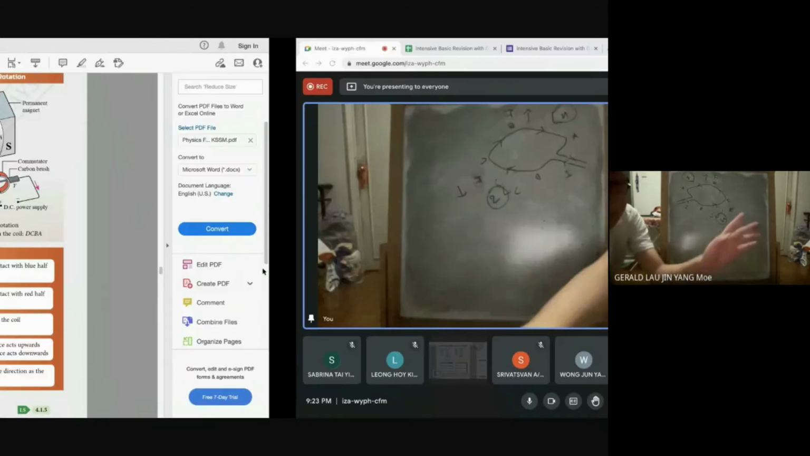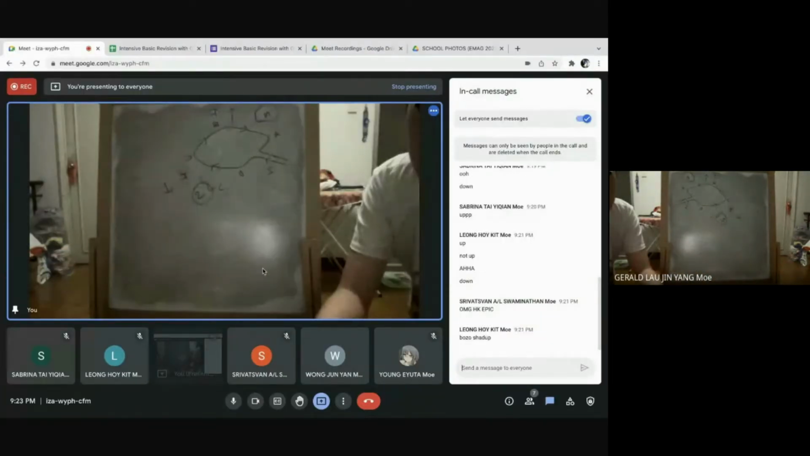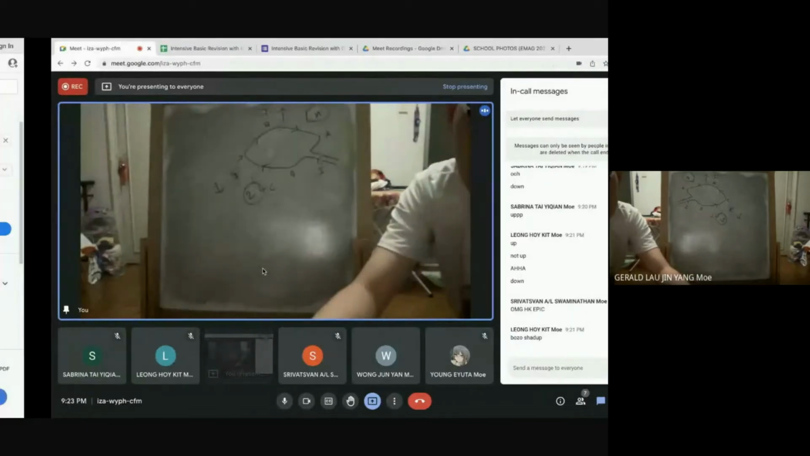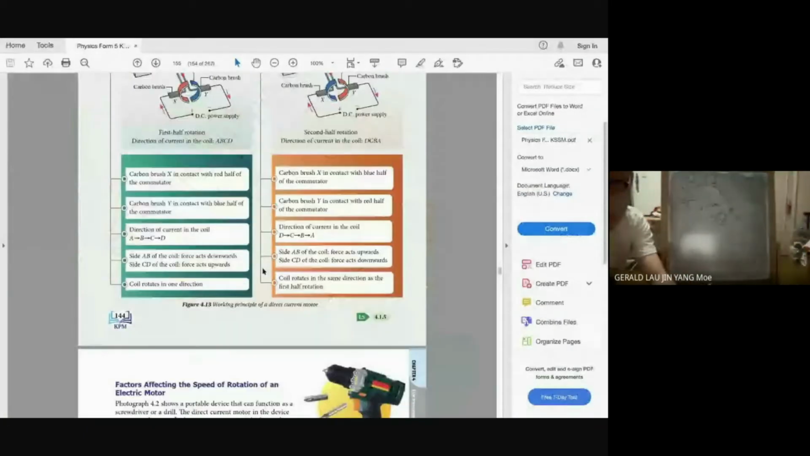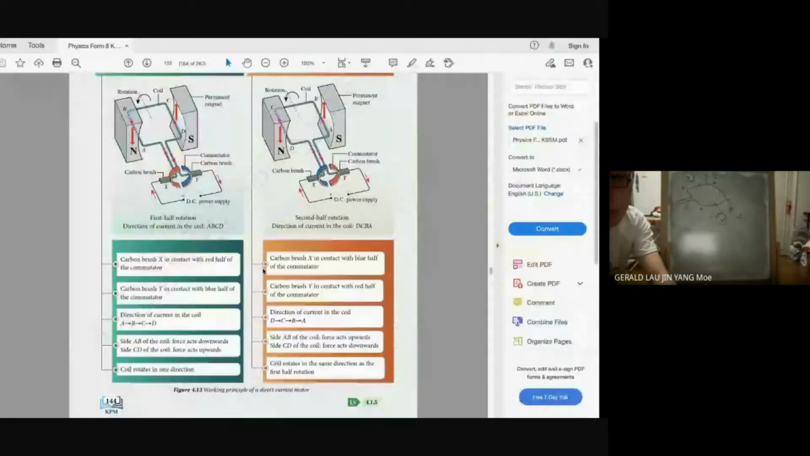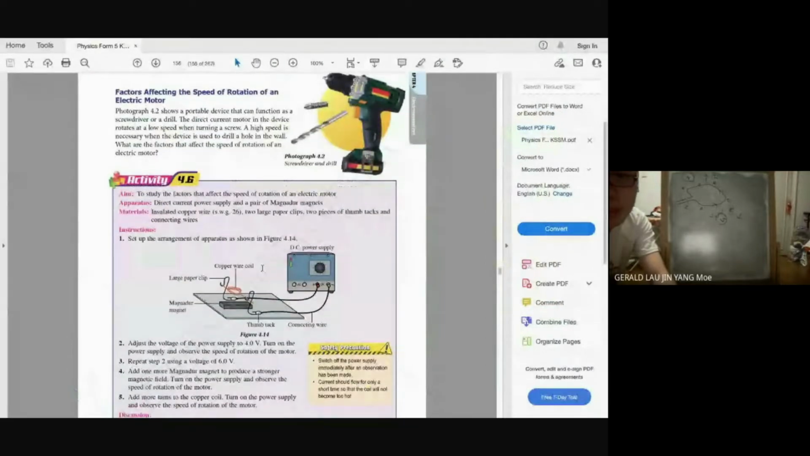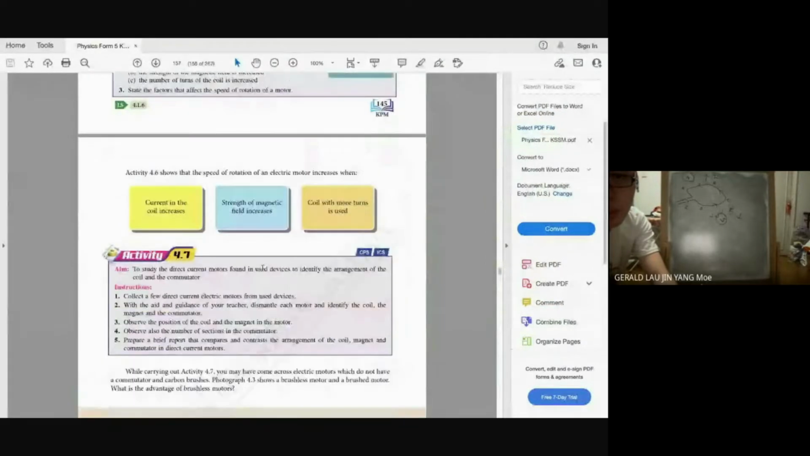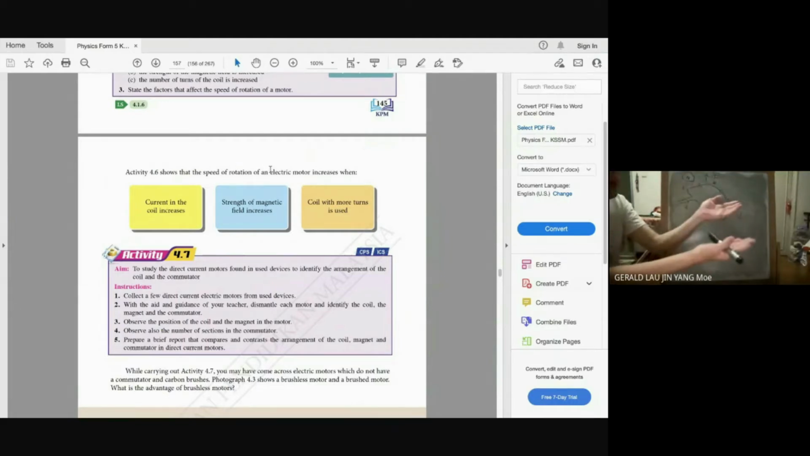Can you understand the mechanism? Can you understand the motor? Mechanism of motor. How does a motor function? Okay, good. Now, factors affecting speed of rotation of electric motor. What does it mean when speed of rotation increases? That means more force. If your force is very weak, it will turn very slowly. But when the force is strong, it will turn very quickly.